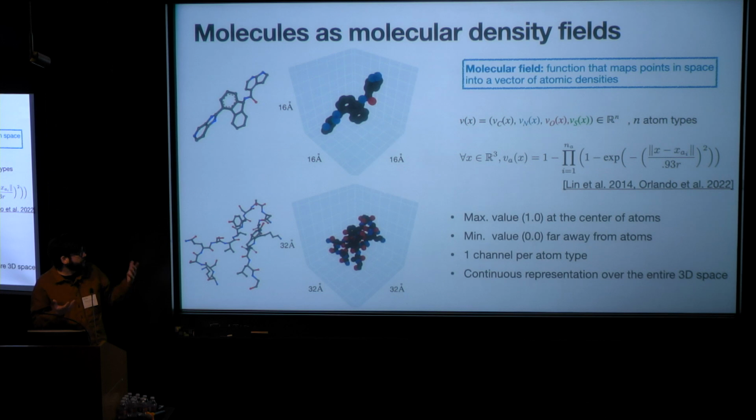So we have this function that has some properties that are going to be useful, as I'll tell later. It has the maximum value at the center of the atoms, and then it decays as we go far away from it. And we also model one atom type per channel. Similar to images, where we have the red, green, and blue channel, here we're going to have one channel for each atom type that we have in our data sets. For example, one channel for carbon, hydrogen, oxygen, nitrogen, and so forth.